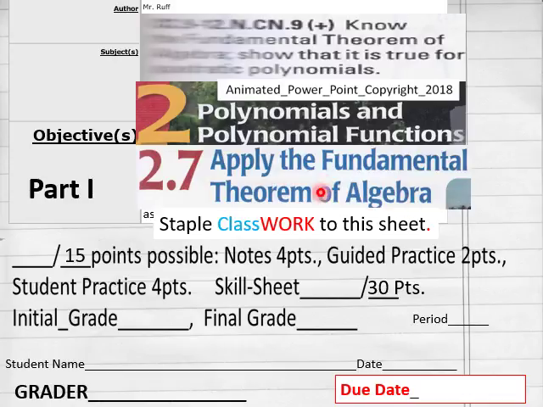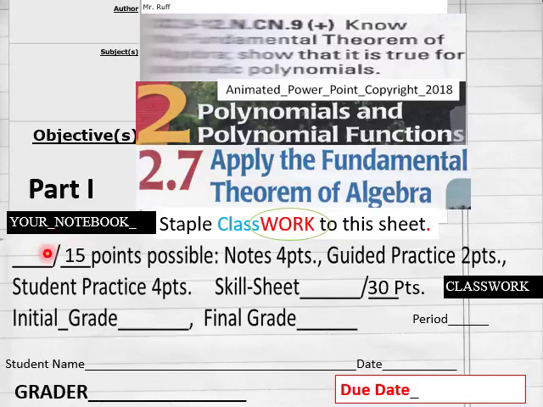2.7, apply the fundamental theorem of algebra. We have a skill check at the end of part 1 of 30 points for the skill sheet. And then there's 15 points of notes to take. If you need note-taking guides, contact me.